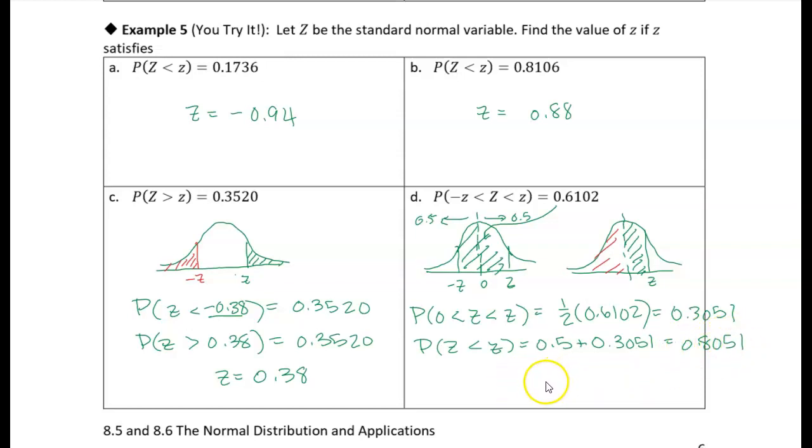All right. Now I've got something that I can just look up in the table. I can look up and find that corresponding z score, and that's the z I'm looking for. So when I do that, just looking up on the table, I get 0.86. All right. That takes care of that example, and I will meet you for the next one.